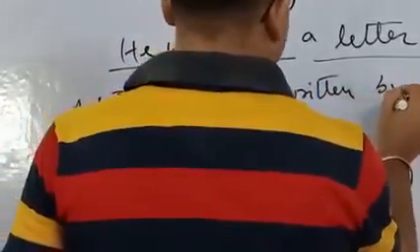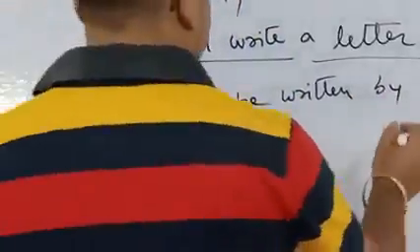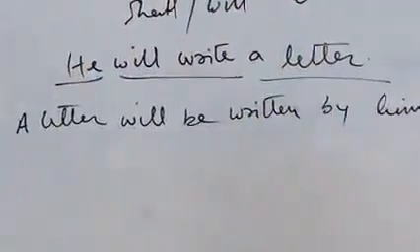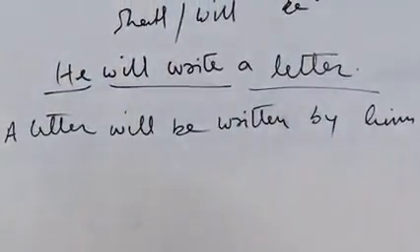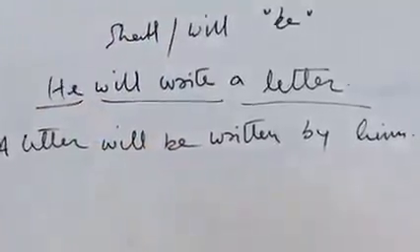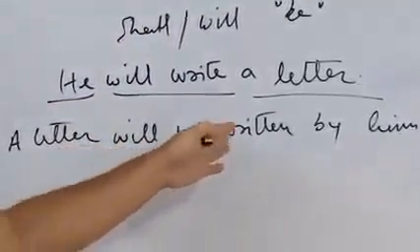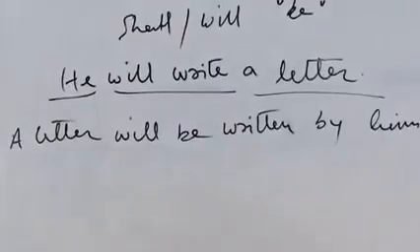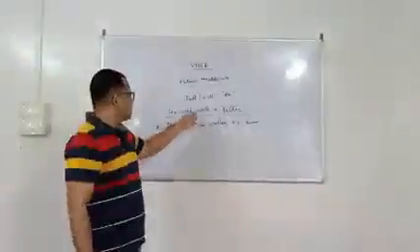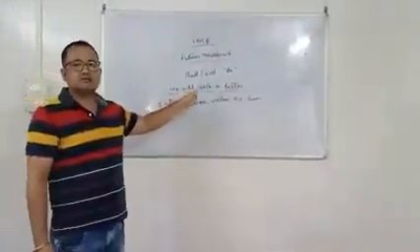And by, and he will become him in passive voice. A letter will be written by him. A letter will be written by him. So this is how we change voice from active to passive if the sentence in the active voice is simple future.